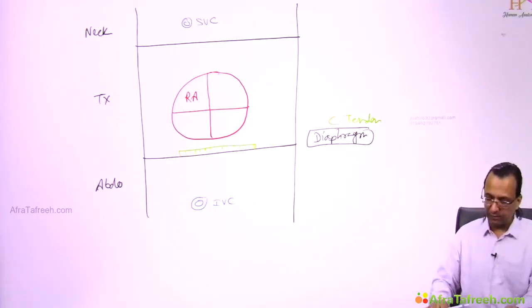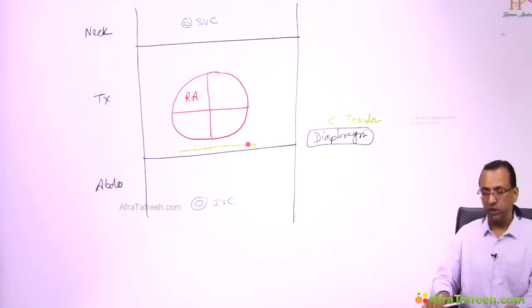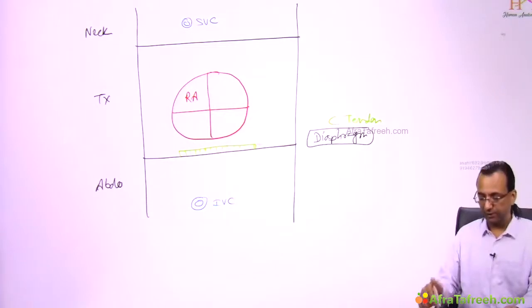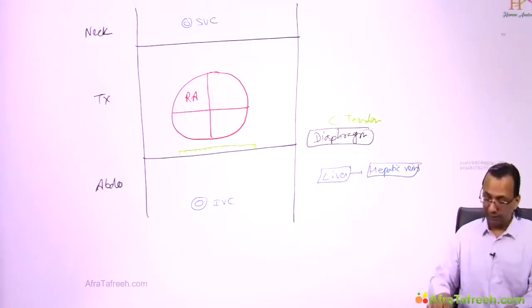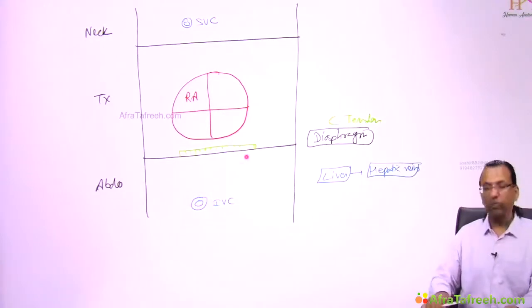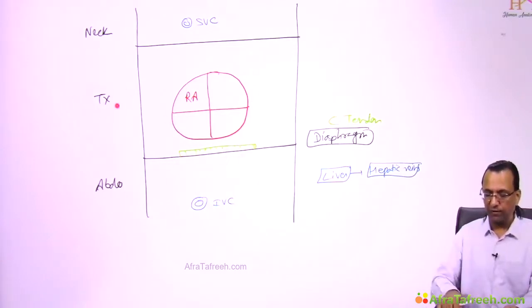So the rule is that body under the diaphragm, like liver, which is under the diaphragm, will drain to inferior vena cava, whereas body above the diaphragm will drain to superior vena cava. For example, thorax will drain to superior vena cava. Tell again. See, under the diaphragm you have the liver. And liver drains into hepatic veins. Where will the hepatic veins drain? Hepatic veins must drain into inferior vena cava. So under the diaphragm you have the liver. Liver will drain to hepatic veins, and hepatic veins must drain into inferior vena cava because body under diaphragm drains into inferior vena cava. Similarly, body above diaphragm like thorax region should drain into superior vena cava.